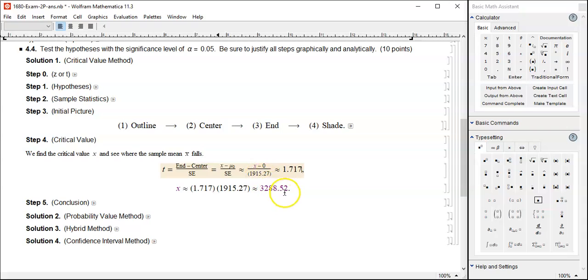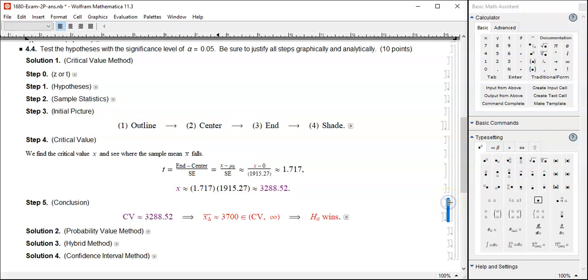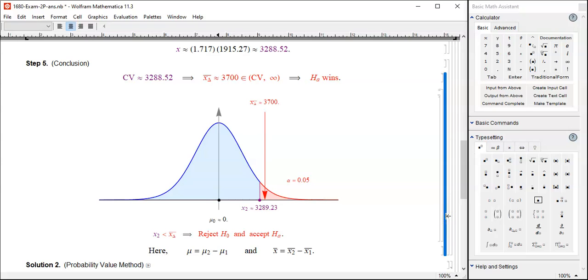Okay, flip this denominator over and do your computation. You get 3,288, 3,300 approximately speaking, and compare that with 3,700. Here's the picture. 3,300, 3,700. 3,700 is bigger, so it's farther away from the null. So, too far away from the null, null loses. We accept the alternative hypothesis.